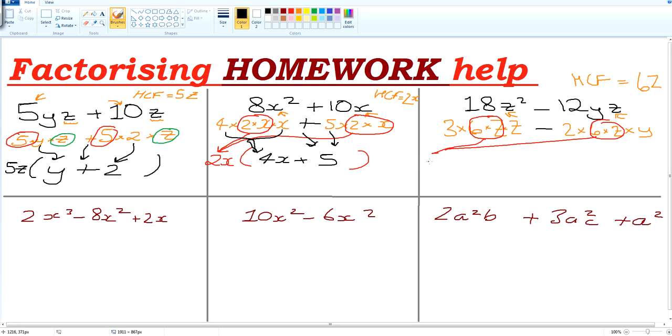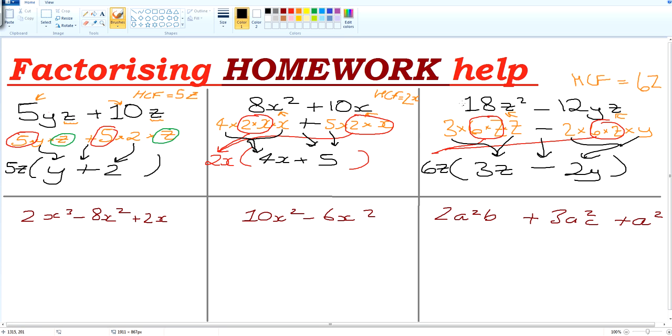So nice 6z outside. So we're left with now, bring the 3z back in. Bring the minus back down. And bring the 2y back in. And that's the end of that question.